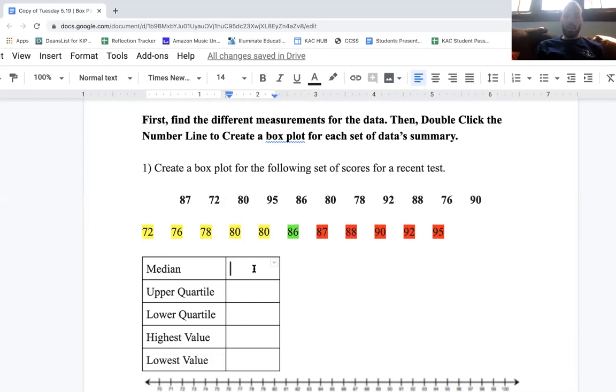I know my median is 86. Upper quartile is the middle of these 5 numbers. Middle of these 5 numbers is right at 90. Not in between a number because there's 2 on this side, 2 on this side, which puts 90 in the middle. Middle of these numbers is 78. Highest value is 95. Lowest value is 72.